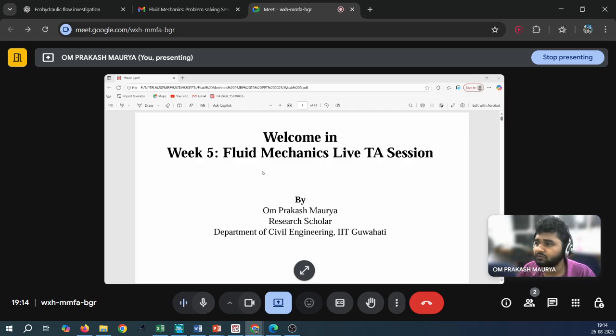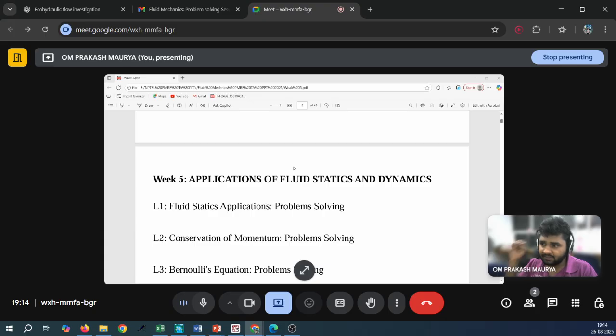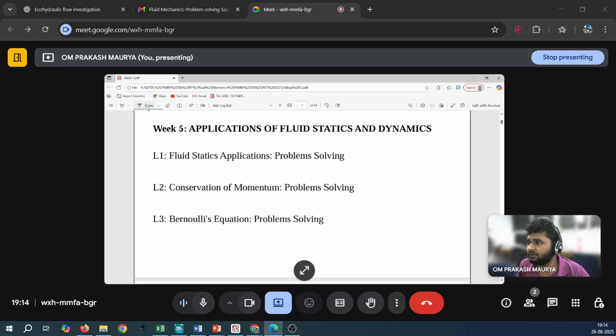So today we are going to focus on week number 5, fluid mechanics, and the topic is the application of fluid statics and dynamics. Lecture 1 was about the fluid statics application, lecture 2 was about the conservation of momentum, and lecture 3 was about Bernoulli's equation. So this week 5 was focused on a problem-solving session. Today I have a lot of questions as well as some concepts regarding the application of Bernoulli's equation. So let us go one by one.